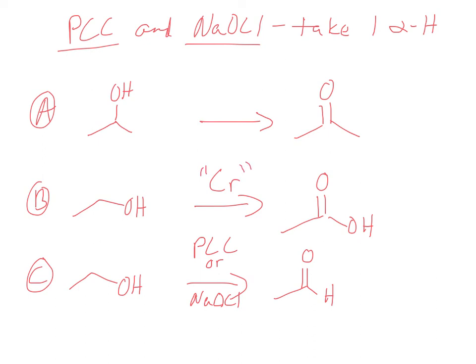Remember, chromium takes more than one alpha CH. It'll take all of them. But what about A? What reagents can I use for A? I could use chromium, I could use PCC, or I could use NaOCl. I could use all of them, because how many alpha CHs am I losing in A? Just the one. So all of these would work on that one. Would any of them work on a tertiary? No. If you don't have any alpha CHs, you can't do an oxidation.